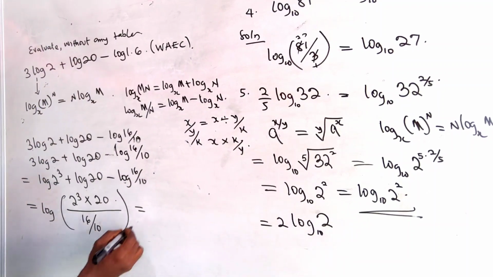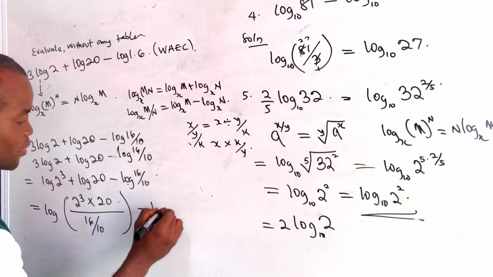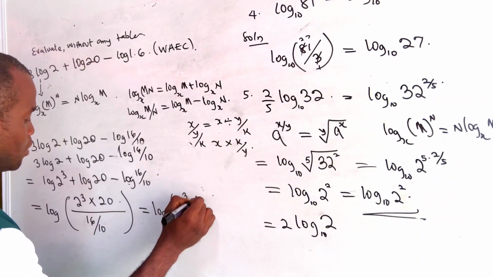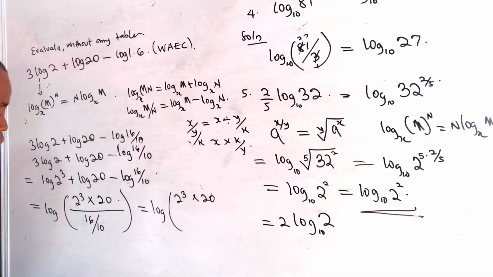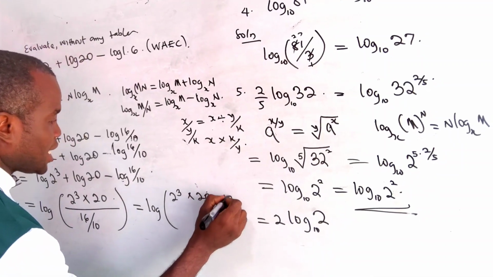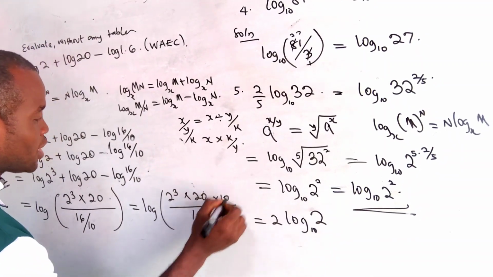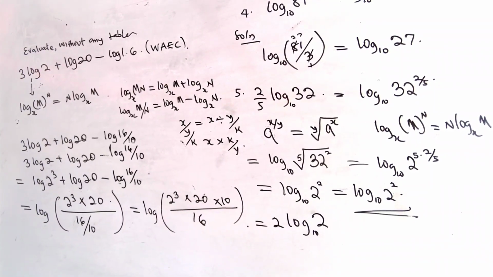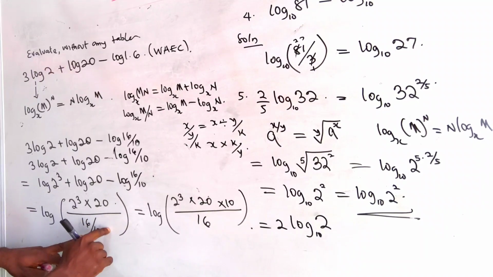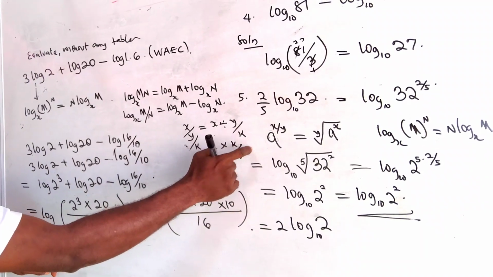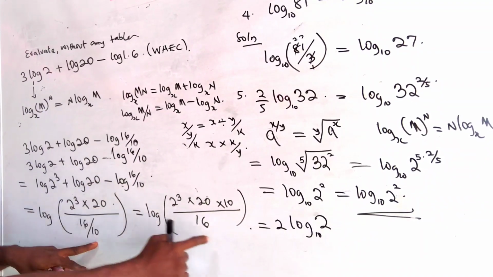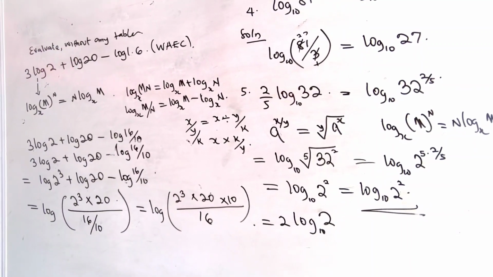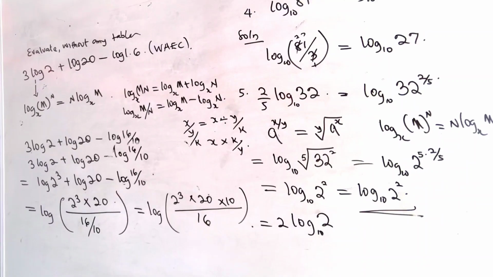So if you have this, you have log 2 raised to power 3 multiplied by 20, multiplied by 10, everything all over 1/6, because this is the same thing as this divided by this. So if you follow this route, you see this one will have to come here, then you still have your 16 this way. That's what you have, right?